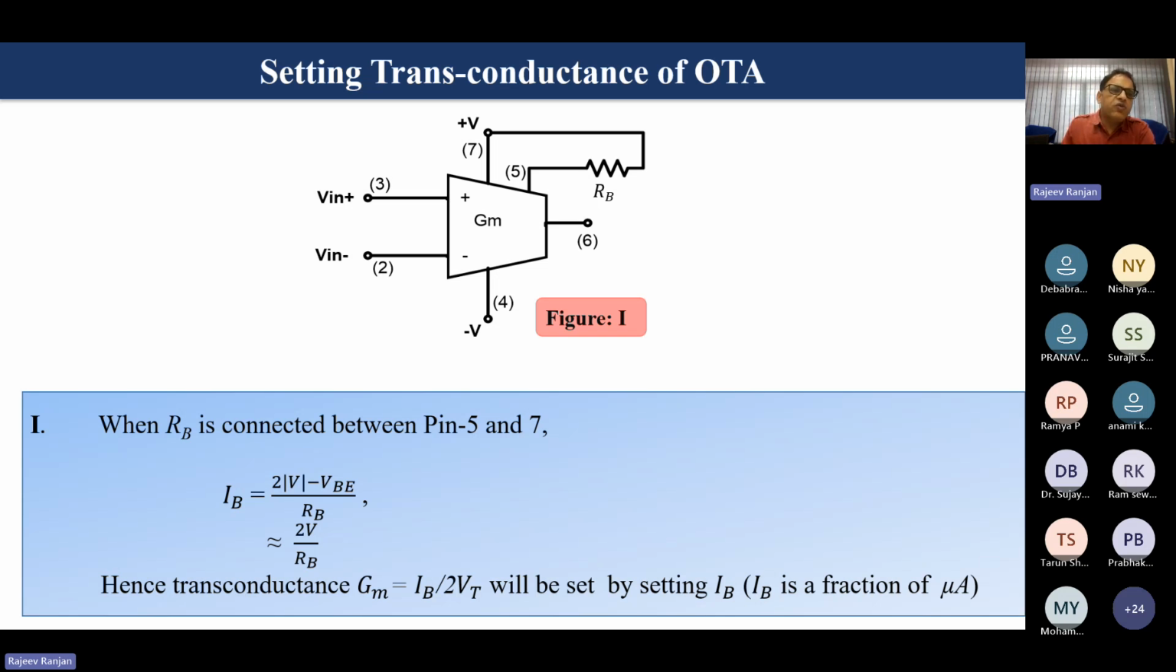So IB equal to (2V minus VBE). Hence IB equal to 2V upon RB. So this is your RB. If you change this RB, correspondingly your biasing current will change. So this is how you can change the OTA transconductance using the biasing voltage available in the circuit. This is one of the ways you can change the transconductance.